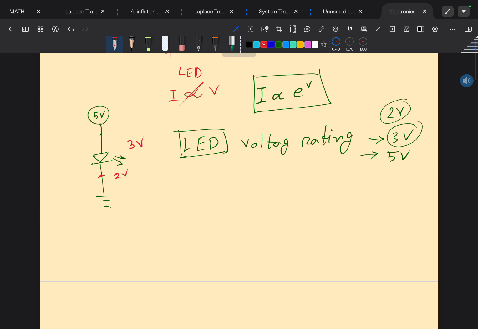And because of this, the resistance of an LED is also not fixed. So we cannot say that our LED is fixed. It is not a constant amount. It depends on the voltage. If we increase the voltage, it becomes larger or smaller. This can vary because it is not linear.